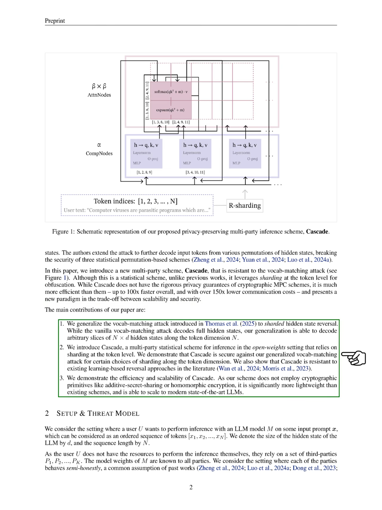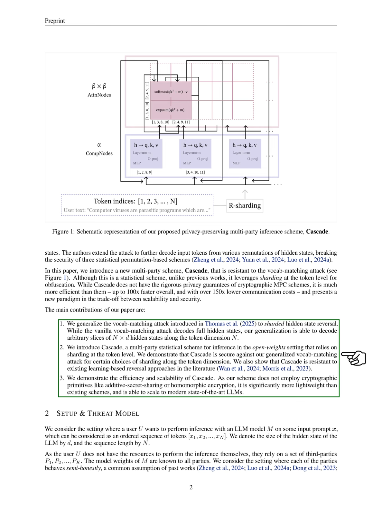Our main contributions include generalizing the vocab matching attack to sharded hidden state reversal, introducing Cascade as a multi-party statistical scheme for open weights inference, demonstrating its security against the generalized vocab matching attack, and showcasing its efficiency and scalability.